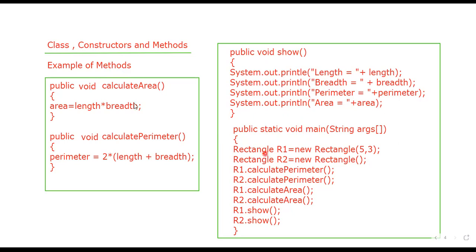Okay, so static means the class method, and non-static means the object methods. Very good.